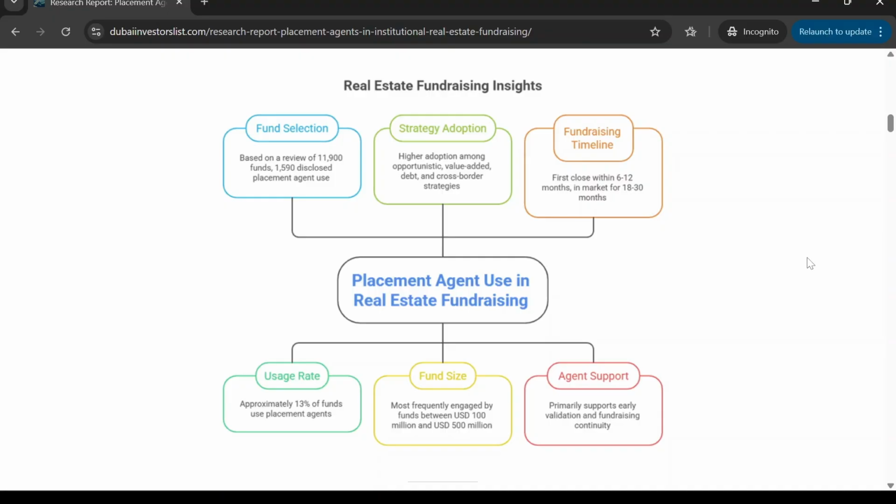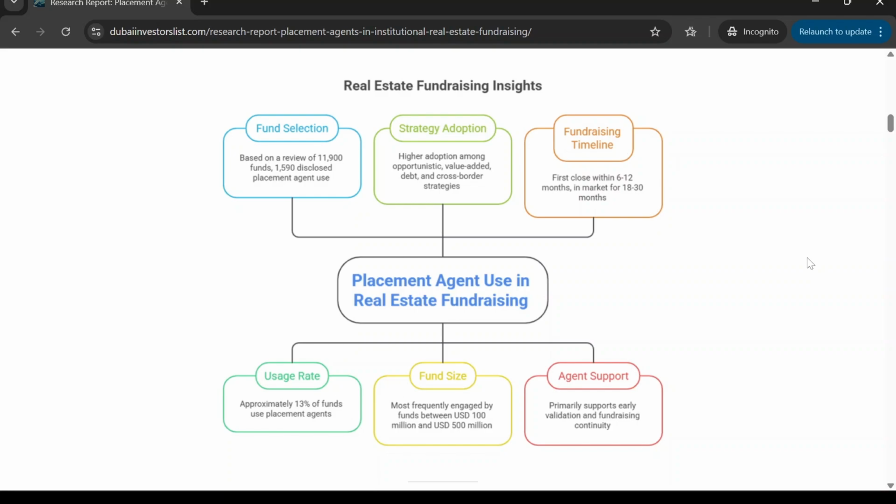Now, the first close within 6 to 12 months in the market, and that's basically a wide range, but if I narrow it right down, it's just a little over 6 months when using a placement agent for your first close. Why is that important? Well, if it's taking you 7, 8, 9 without one, those 3 months can be huge, especially when you're dealing with real estate fundraising.